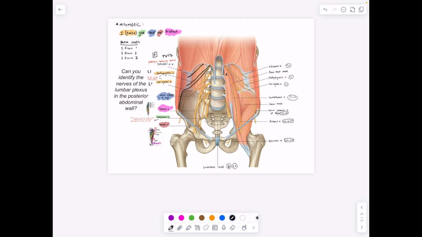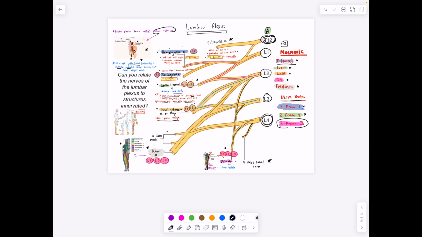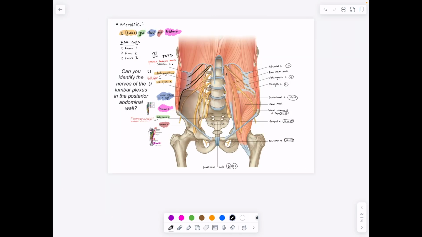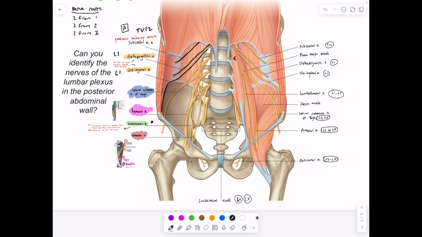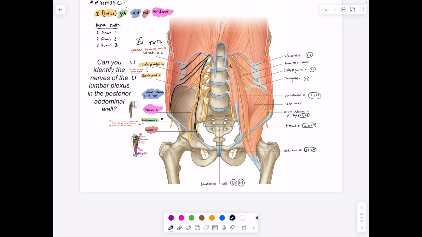We said that the genitofemoral was an exception to our everything comes out laterally. This comes out anteriorly, and this goes to the genitals, the cremasteric muscle of the spermatic cord. So it's coming out anteriorly. We can see it's anterior to the other branches. And then we said, so get laid, 2 from 2.